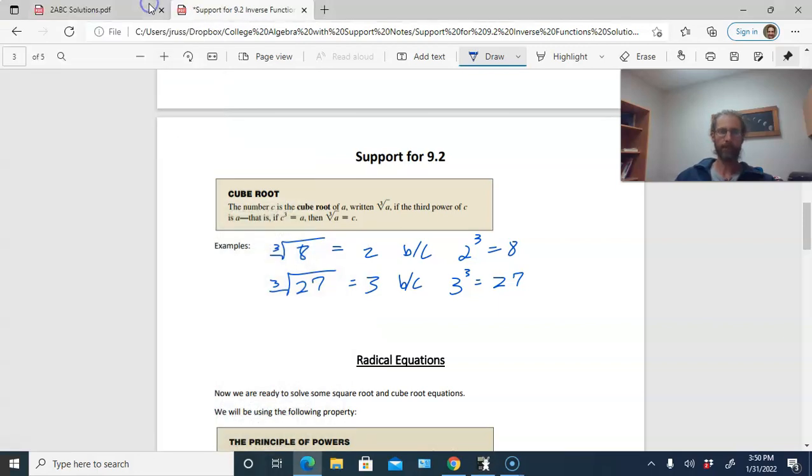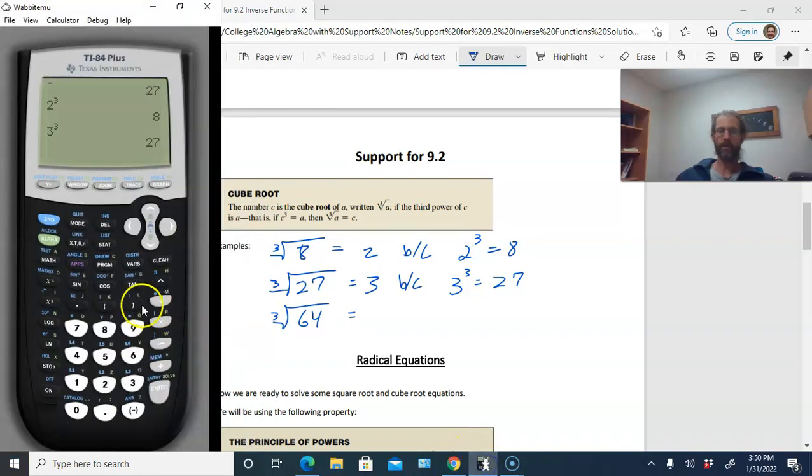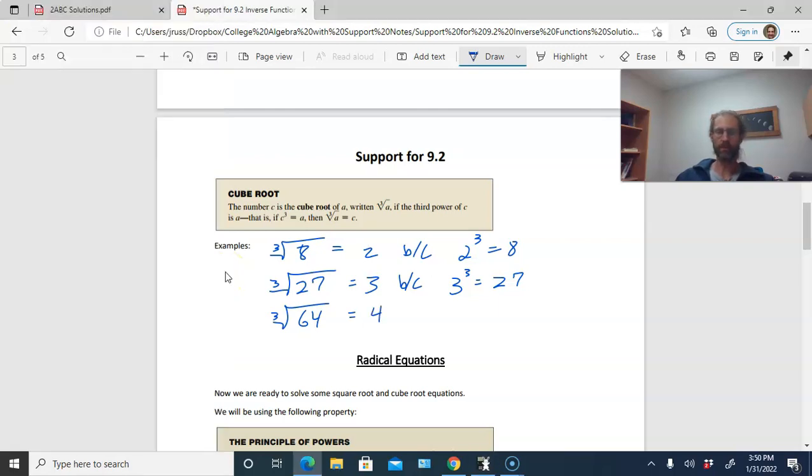Okay. The cube root of 64. So if you're not sure, you just try. We know 3 to the third power is 27, so then we would try 4 to the third power. And it's 64, so that means the cube root of 64 is just 4, because 4 to the third power is 64. And guys, this process would continue.